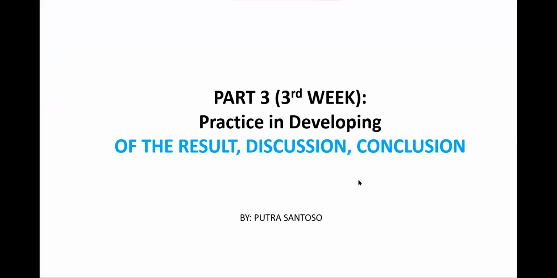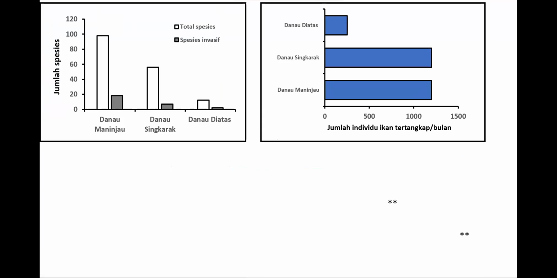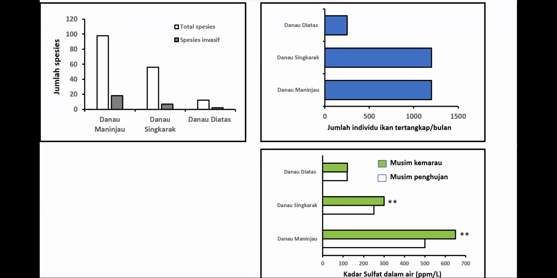As we discussed last week about the structures and contents of the results, discussion, and conclusions, this week we will practice developing such parts in articles. I have shared the data with you. It's about the data of fish diversity and also the biochemical profiles of the waters in three different lakes in West Sumatra: Maninjau, Singkarak, and Danau di Atas, as we call it.